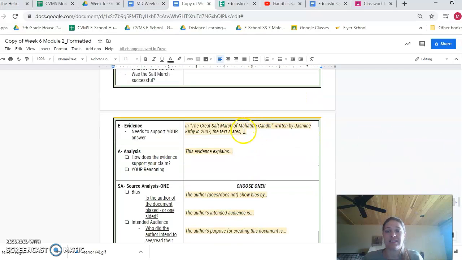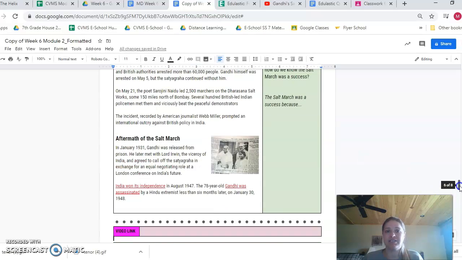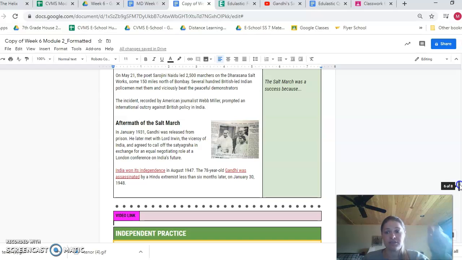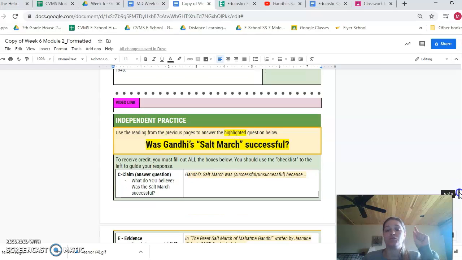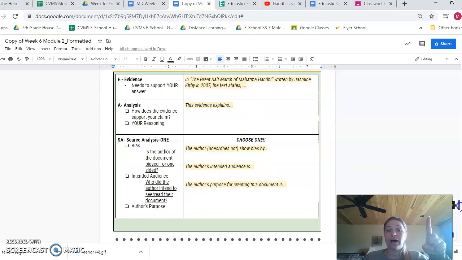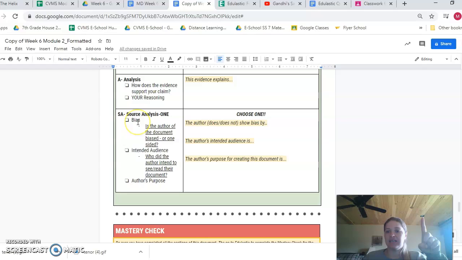Evidence, sentence stem is there. You are going to choose a piece of evidence from here that is either showing that this salt march was successful or showing that this salt march was not successful. You are going to then explain your answer, right? How that supports your claim. And then you are going to choose one of the SHIP analysis that you are going to write here.